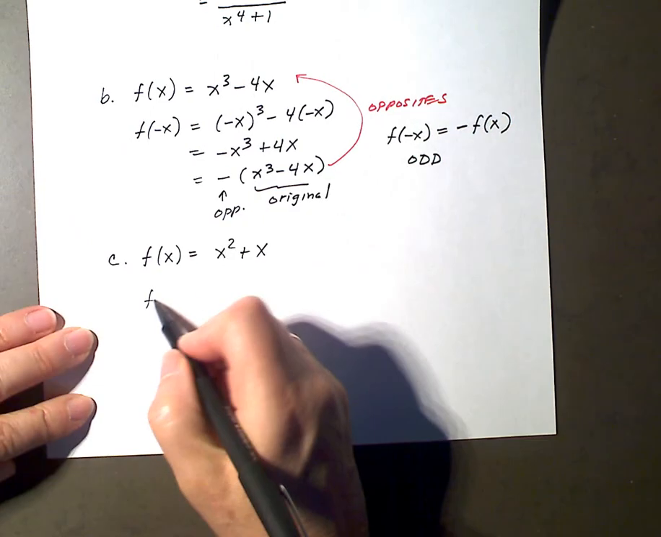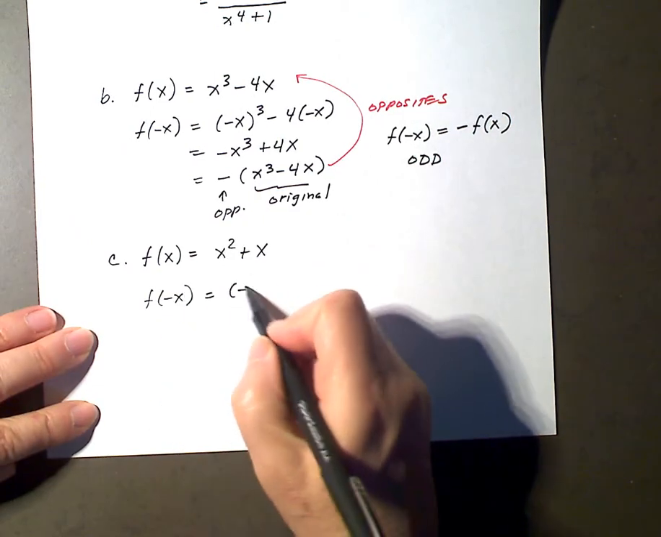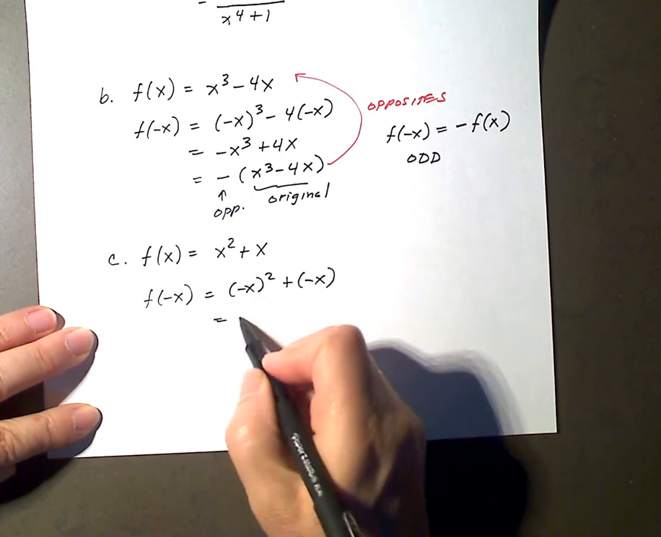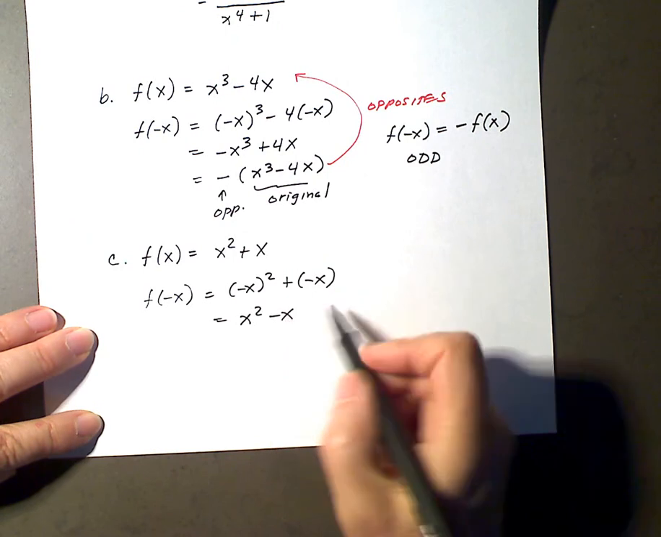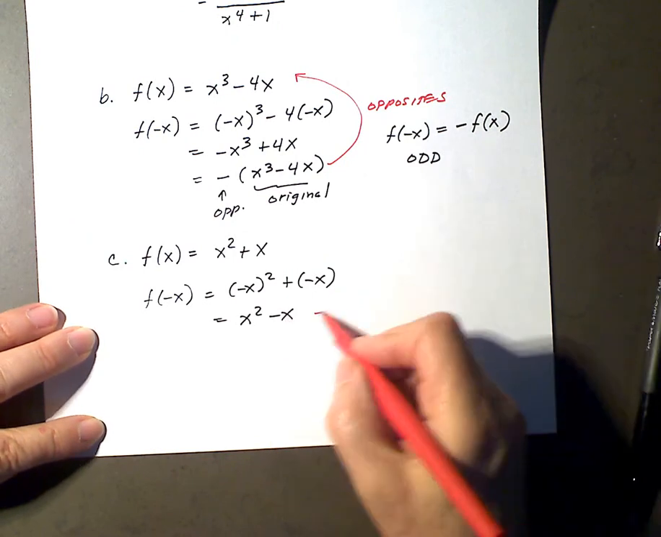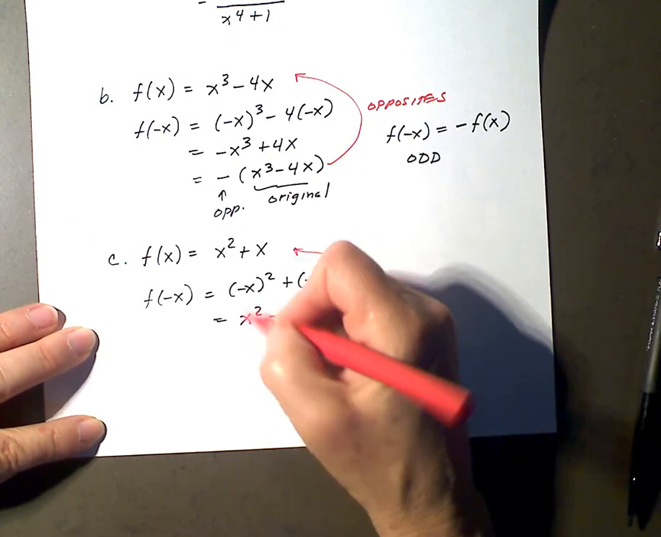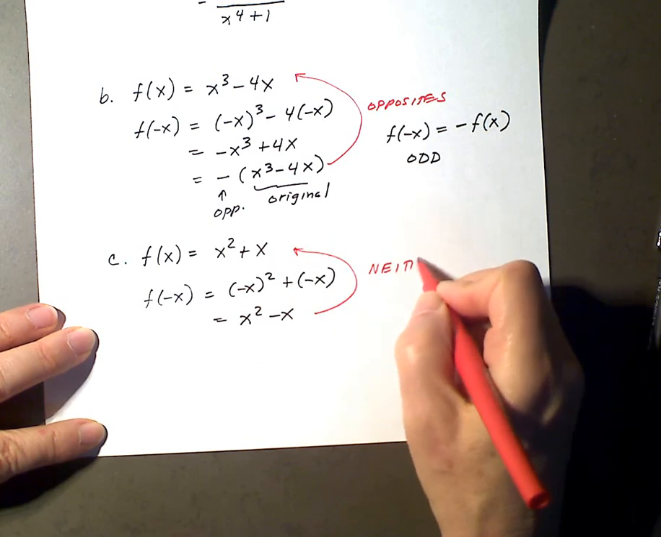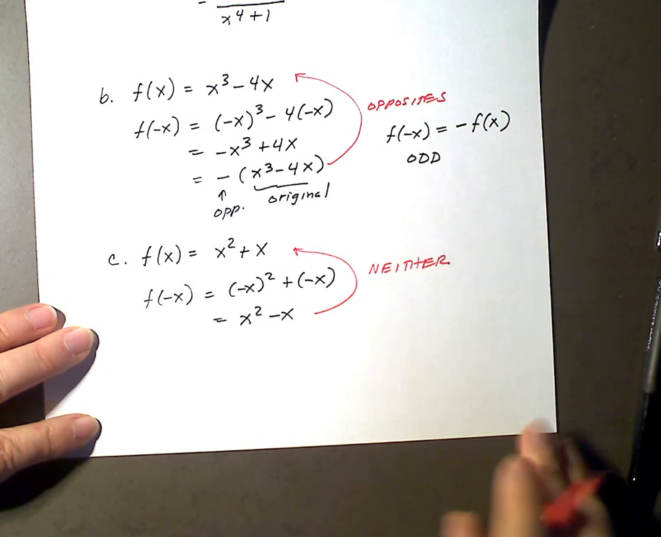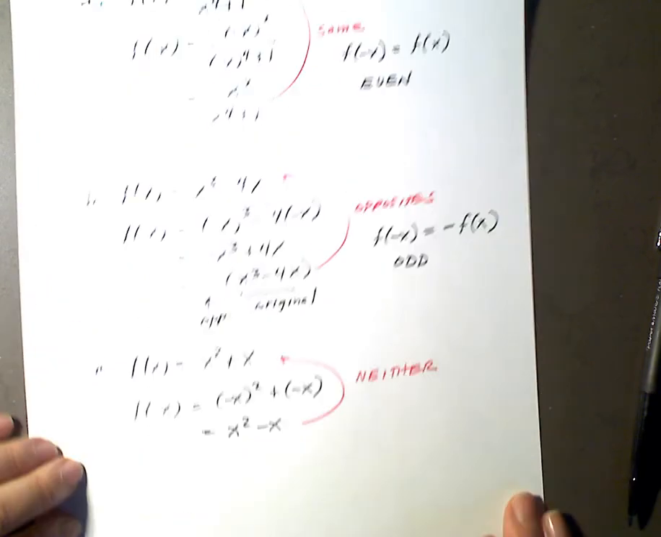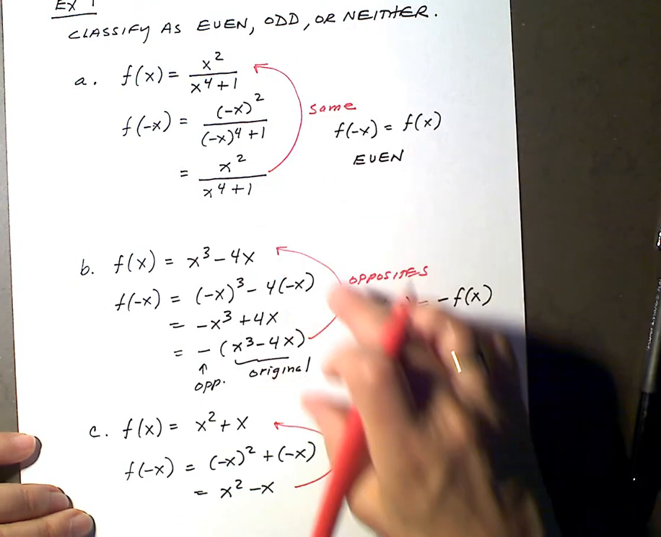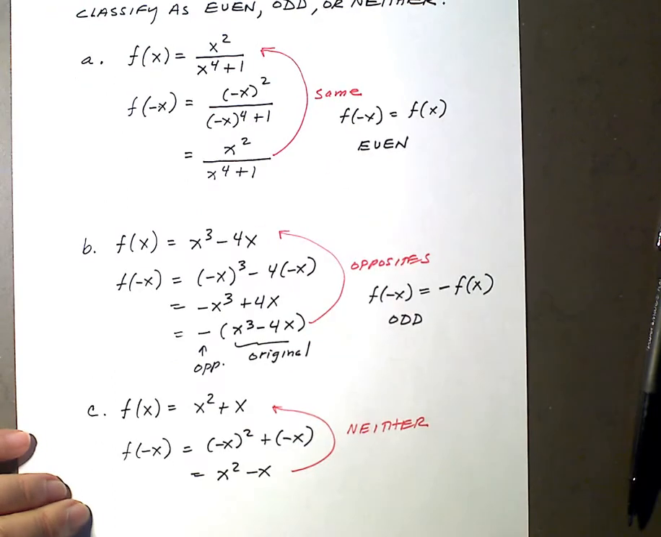Okay, and then this last one, put in a negative x, when I square it, plus negative x. So this is a positive x squared minus x. Now I look back up to the original, and I see, well, the x squared, those are the same, but these are opposite. So this would be neither even nor odd. It has to be exactly the same as the original function, or it has to be exactly the opposite, meaning the opposite sign.